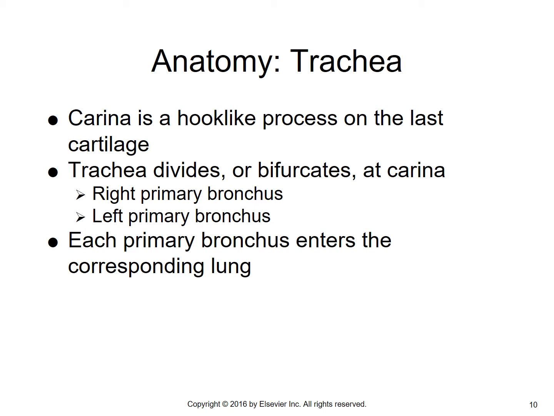Each primary bronchus then enters the corresponding lung. So the right primary bronchus would bring air into the right lung. The left primary bronchus is going to bring air into the left lung.